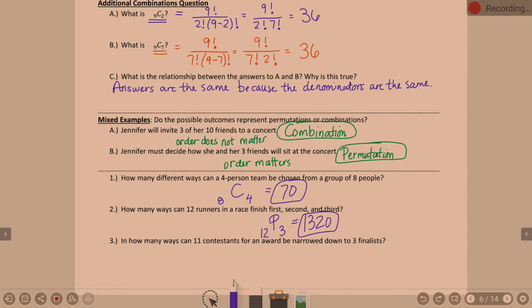And C. You might actually have to think now. Can't just say it's the other answer since I gave you 3 examples here. How many ways can 11 contestants for an award be narrowed down to 3 finalists? Combination? It says 3 finalists. Does order matter? No. Again, we're not assigning placings. So this is a combination. Picking from 11 to fill 3 positions. What is 11C3? 165.